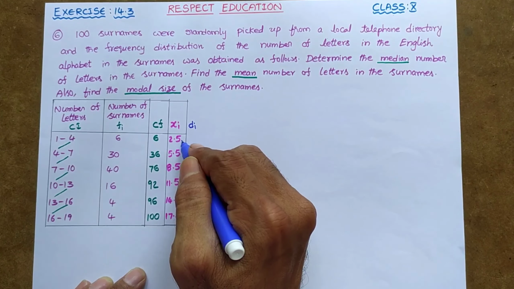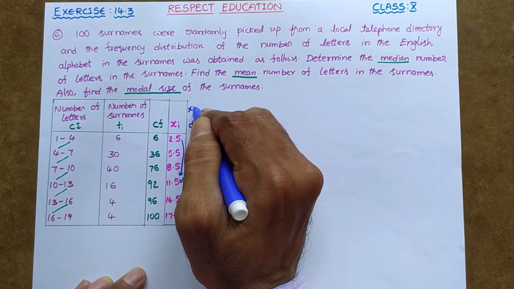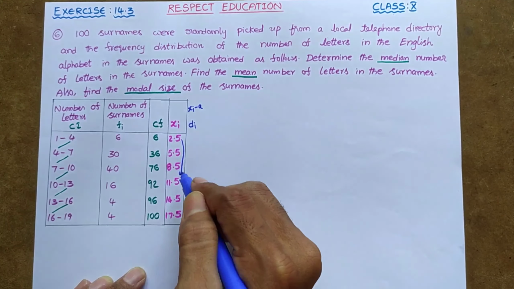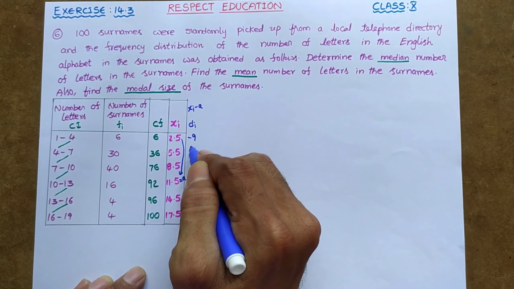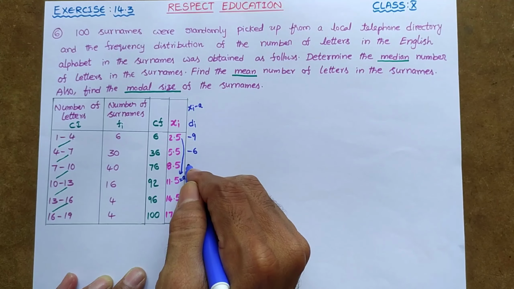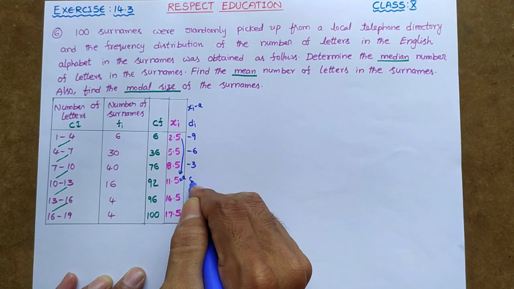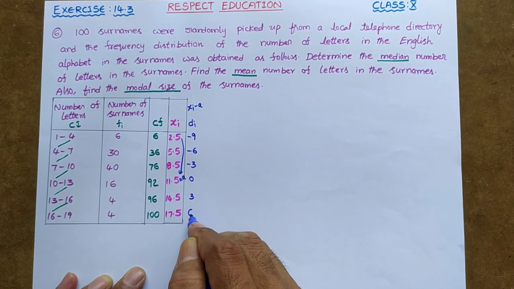So Di is Xi minus A. So 2.5 minus 11.5 is minus 9. So it is 5.5 minus 11.5 is minus 6. Here you observe carefully. Here the difference is 3. The same difference will be maintained here. So this is minus 3, 0, 3 and then 6. So here we have the values of Di.